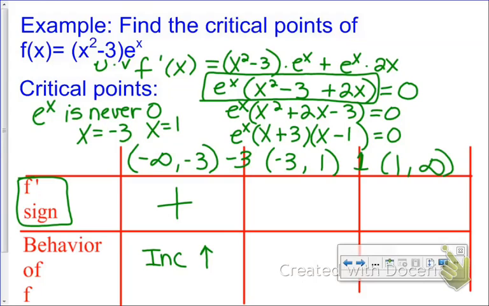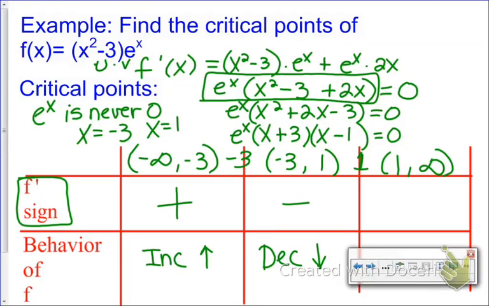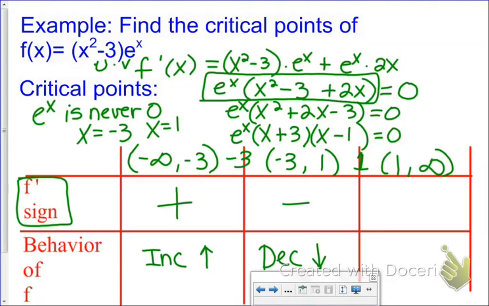Pick a number between negative 3 and positive 1, Emily. Negative 1. Plug in negative 1 into the first derivative. Would our answer be positive or negative? What does that mean the function is doing? Increasing or decreasing? Good. Decreasing, and again, I can use a little arrow to signify that. Instead of writing decrease, you can do it however you want. I usually write I and C and DEC for increase, decrease. You can use arrows if you really want.